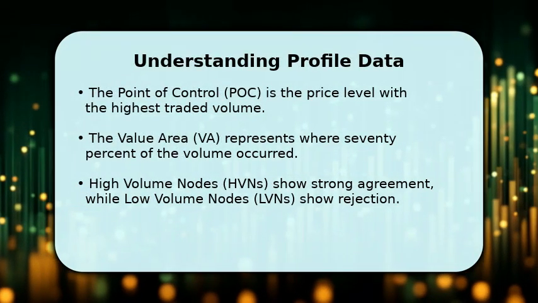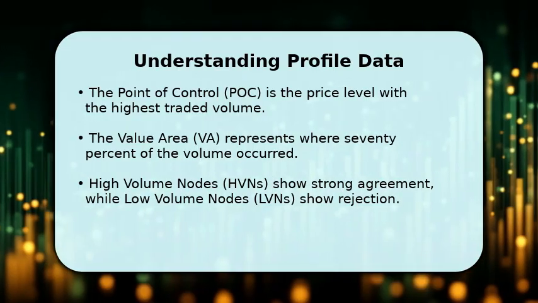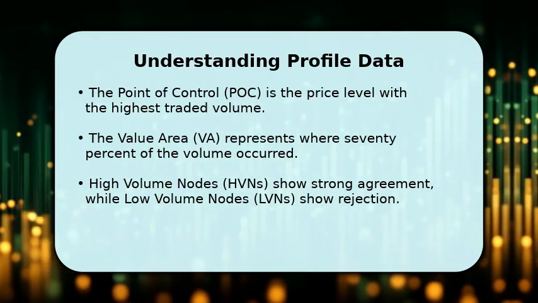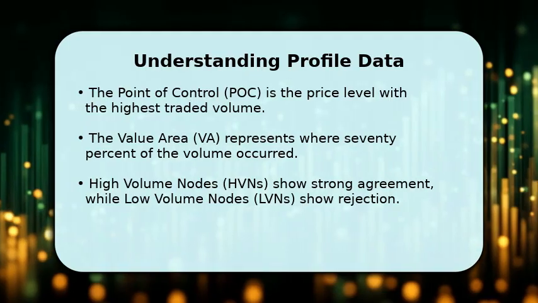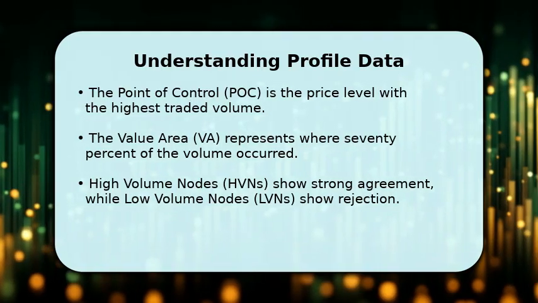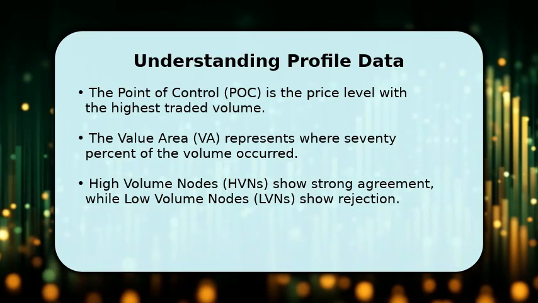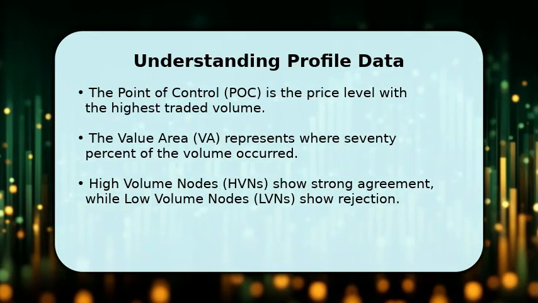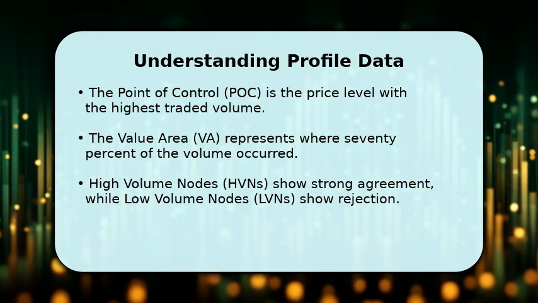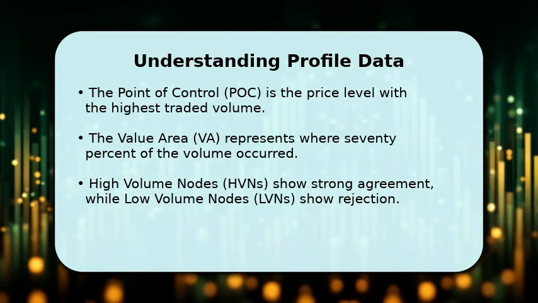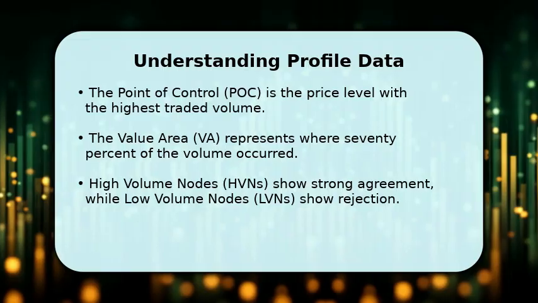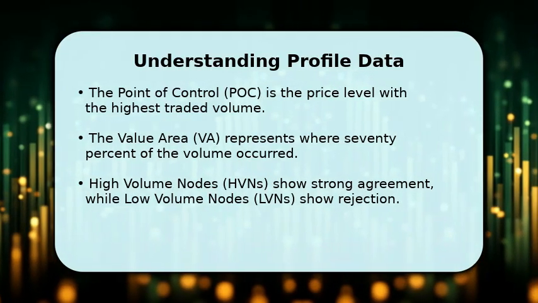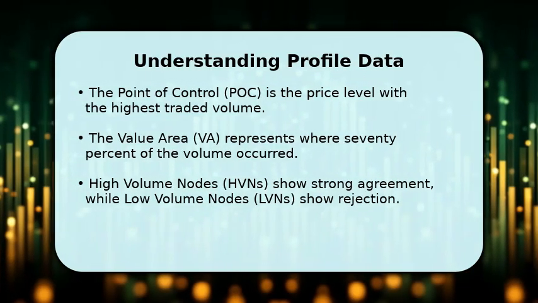The point of control, or POC, is the single price level where the most volume was traded, acting as a magnet for price. The value area, typically encompassing 70% of the total volume, indicates the fair value zone. High volume nodes suggest strong support or resistance, while low volume nodes often represent areas of quick price movement or weak interest. Understanding these elements is crucial for effective analysis.